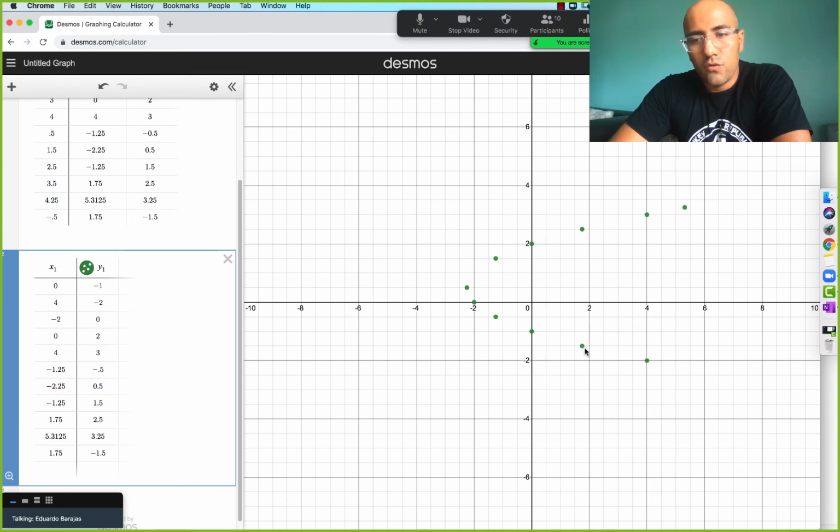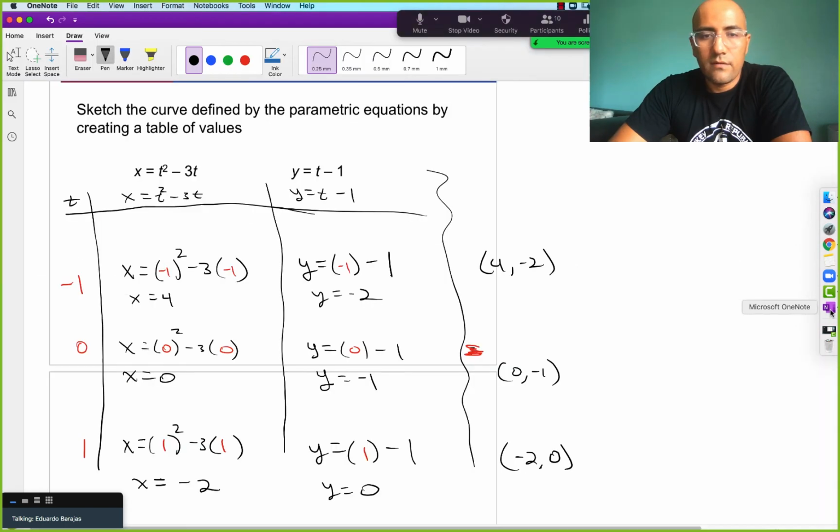Okay, so as t increases, here's 0. As t increases 0, 1, 2, 3, 4, 5, right, to infinity, it's going to create this part of the parabola. And then as t goes down toward negative infinity, it'll create this part of the parabola over here. Any questions about that?